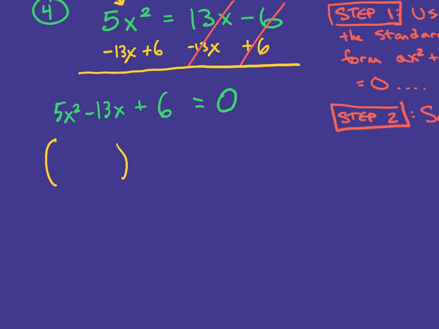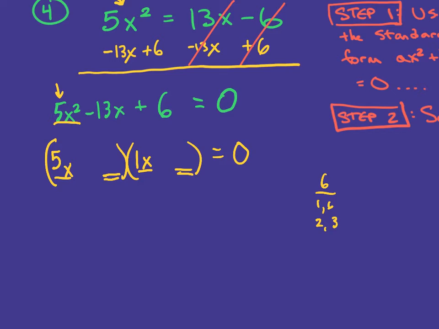So 2 parentheses equal to 0. The first thing in both those parentheses has got to multiply to be 5x squared, so you know you're going to have x and x. And then 2 things that multiply to be 5. Not a lot to choose from, 5 and 1. And then the 2 things that multiply to be 6, that could be 1 and 6, could be 2 and 3. Going to plug these in, and then we'll go ahead and check it.